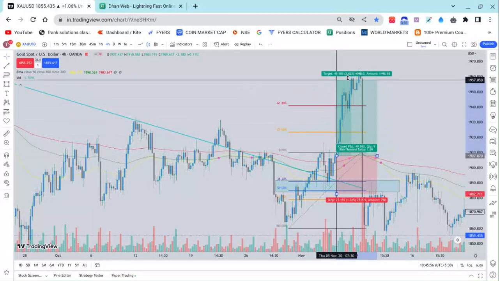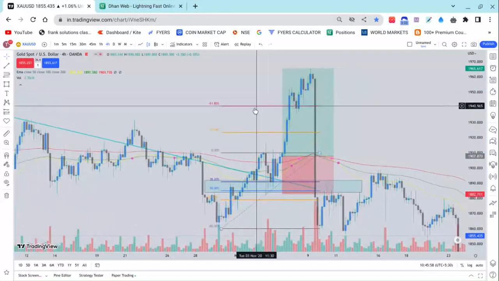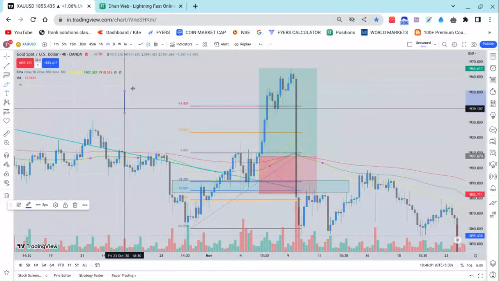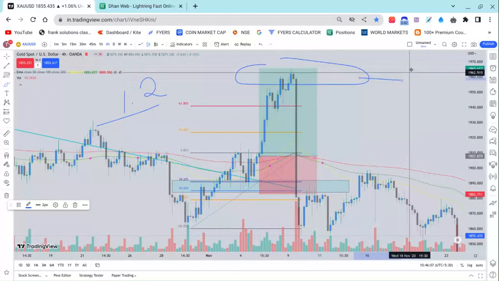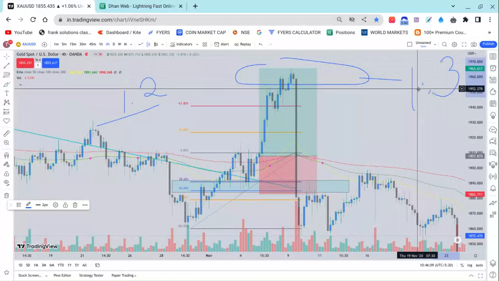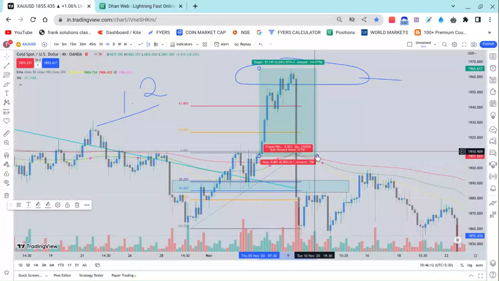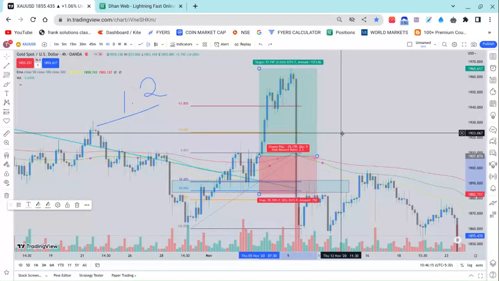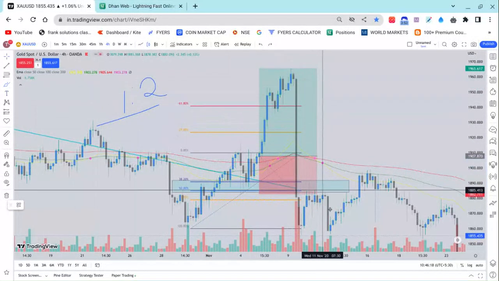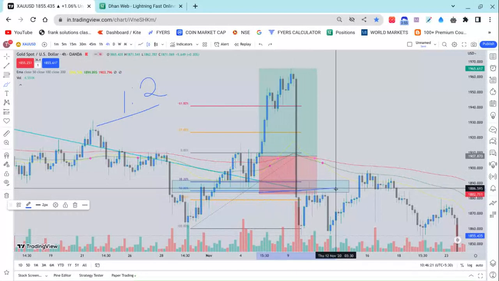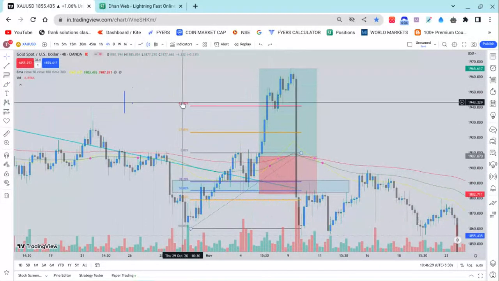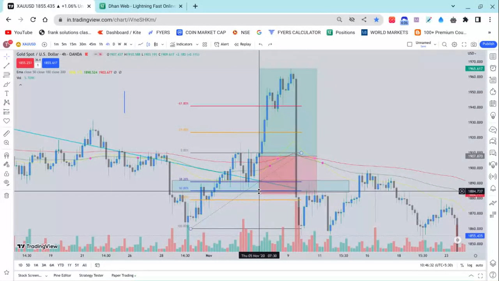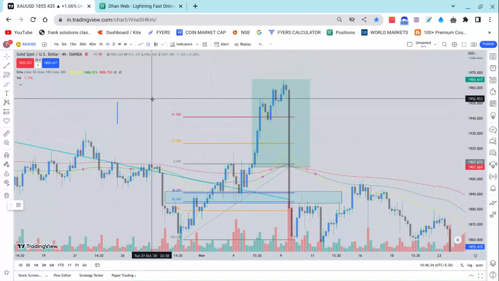On 1:2 we will exit 60% of the quantity, and we will hold 40% of the quantity for 1:3. So here we got 1:2. The stop loss was shifted to cost. Let's suppose our risk is 1%, so the profit we made would also be 1%. So we made 1% here.